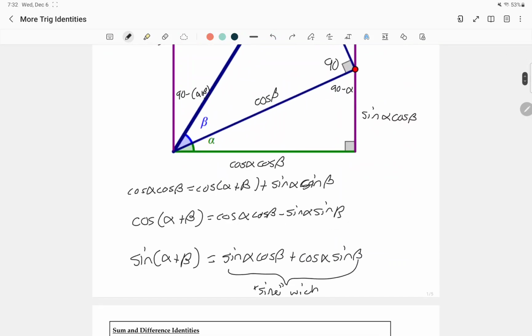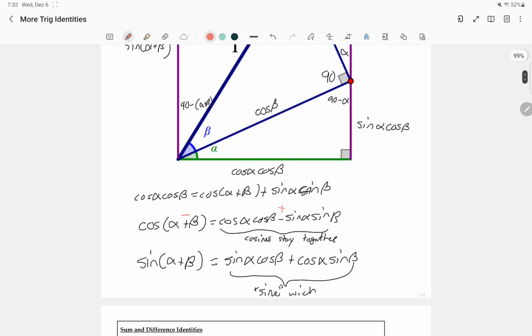So you can just remember this as cosines stay together. And notice how we have a plus in here, but it's a minus in here. This is important to note because if this was a minus in here, it would be a plus in there. So cosine is one of those where the inside is actually going to be the opposite of the identity.